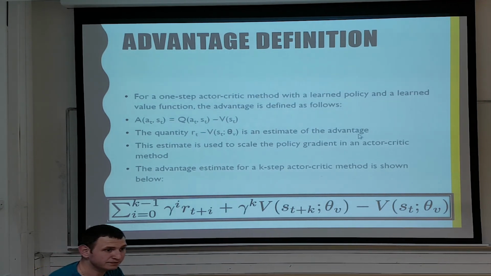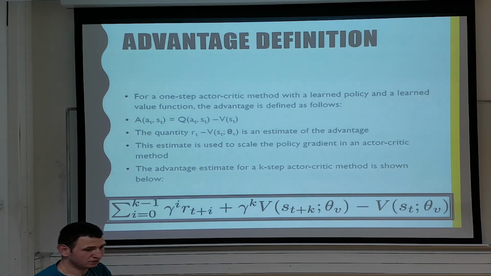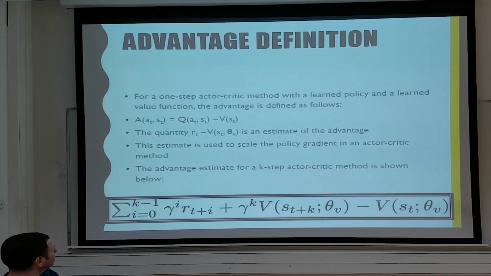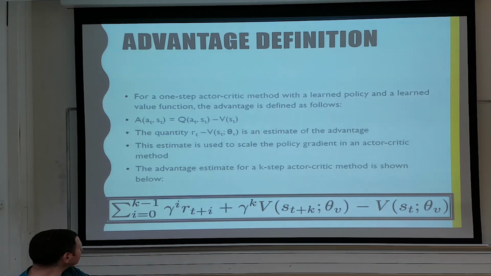The advantage you show down there below is the same as the TD error, right? Yeah, so this is a k-step TD error. Yes, you're right. This is the k-step TD error. The advantage estimate for the k-step actor-critic method is shown.